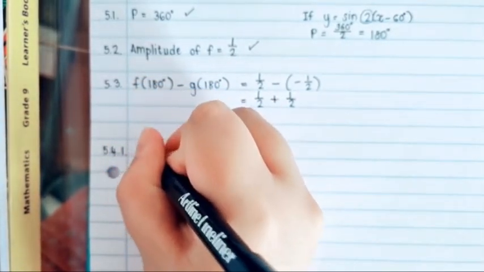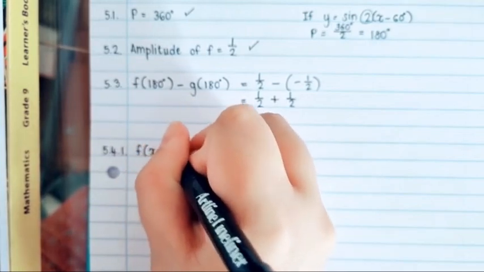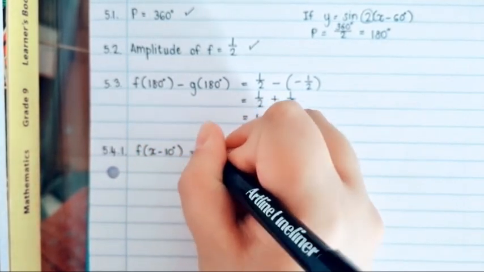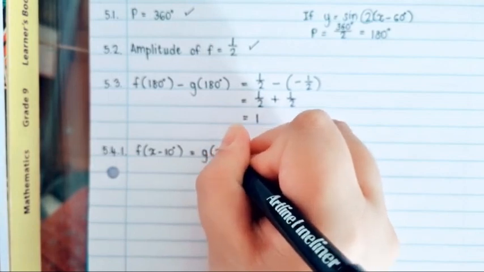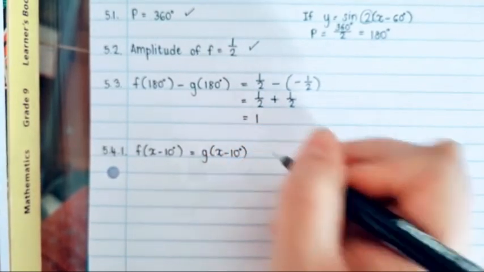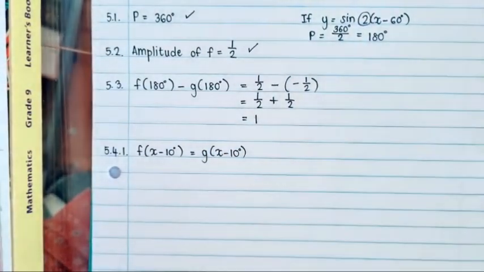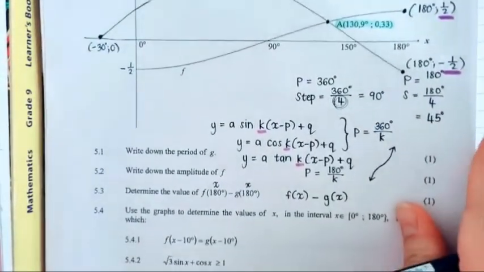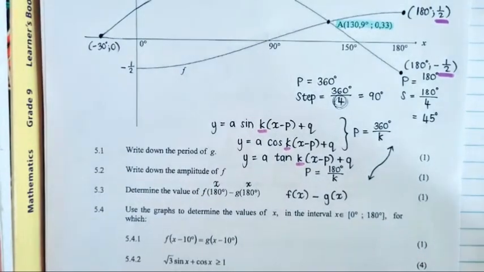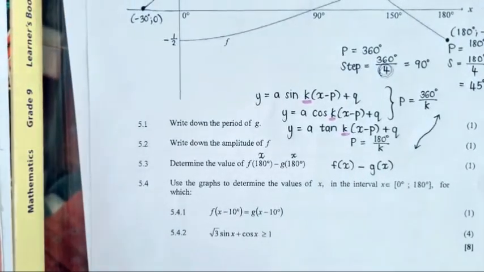They're asking if f of x minus 10 equals g of x minus 10. Now guys, the important thing in the question here is they're saying use the graphs. Okay, that is the important thing here. So somehow we need to use the graphs that they've given us.